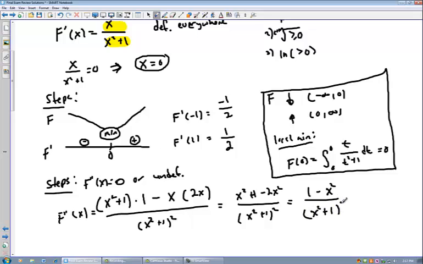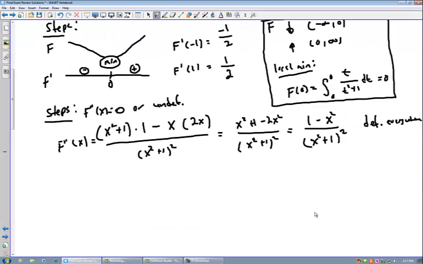Now this is, again, defined everywhere, because the denominator can never be 0. When you square any number, it becomes non-negative, and if you add a positive and a non-negative number, it will always be positive. So you can never get 0 in the denominator because of that. So then we're going to set it equal to 0. So 1 minus x squared divided by x squared plus 1 quantity squared, set equal to 0.